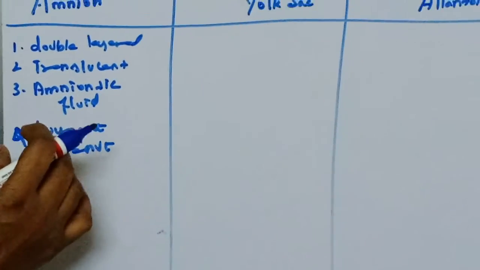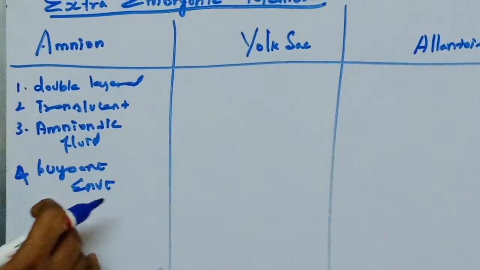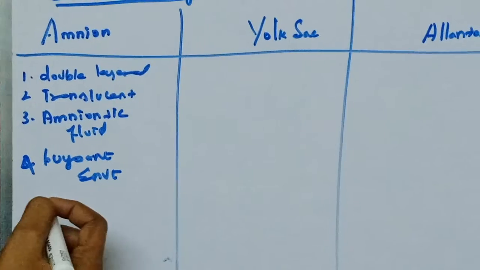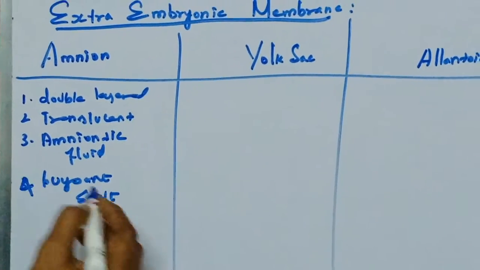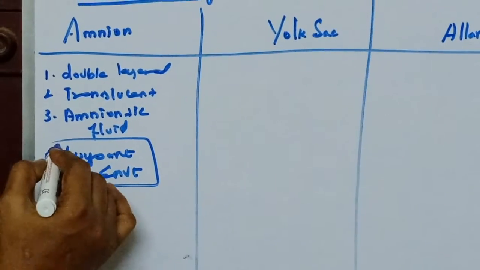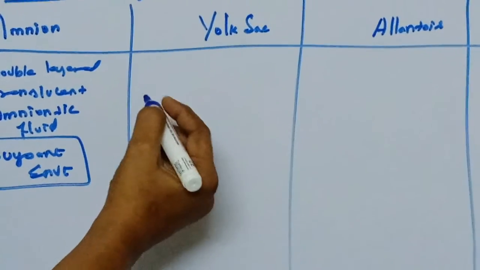Amnion gives protection to the embryo. How does it give protection? It protects from injury, regulates the temperature, and it is the medium for the movement of the fetus. So it gives what environment? Buoyant environment.